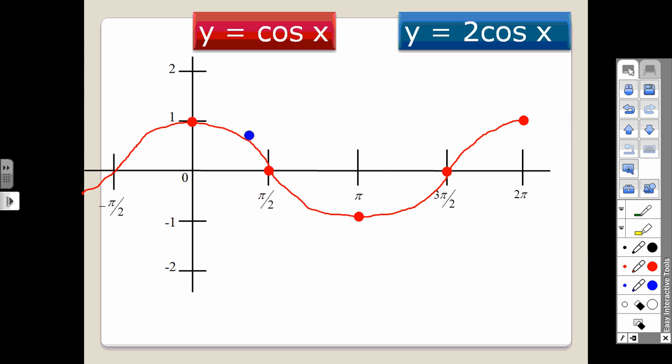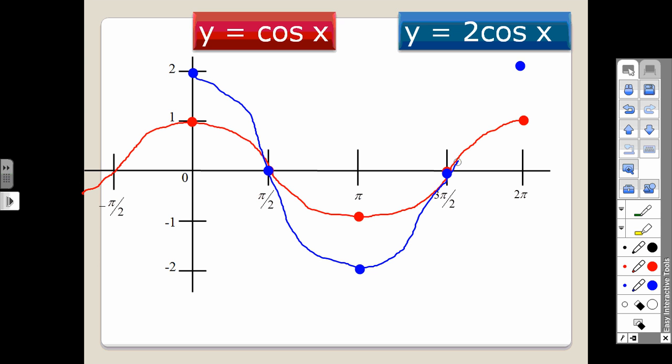So if this value of 1 gets multiplied by 2, that's going to go all the way up here to 2. But 0 multiplied by 2 is still 0. And then -1 multiplied by 2 gives us a -2. You can kind of get the idea of what this will look like. 0 multiplied by 2 gets 0, and then 1 multiplied by 2 is 2. Okay, so if I were to connect the dots now, probably not going to be as nice of a curve.